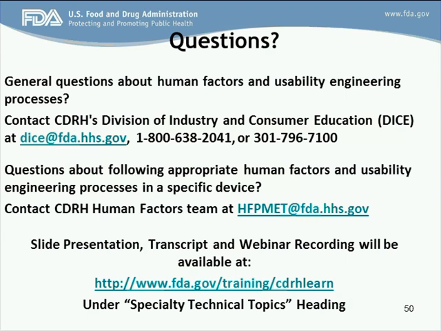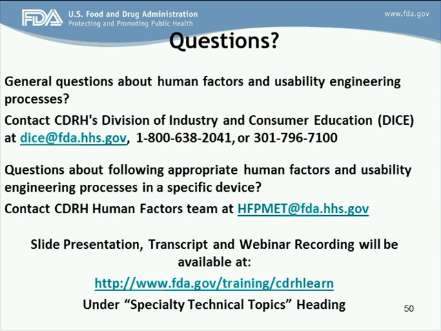pre-submission, a Q-Sub, to submit your justification as to why you think there is no serious harm associated with your device. Basically, I think at that time you were saying there is no critical task associated with your device. And then you can submit that justification for the agency to review.